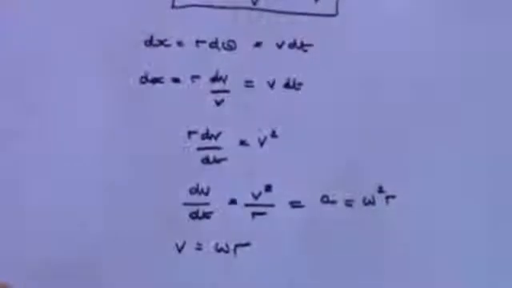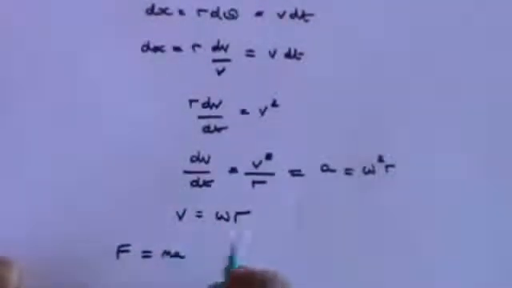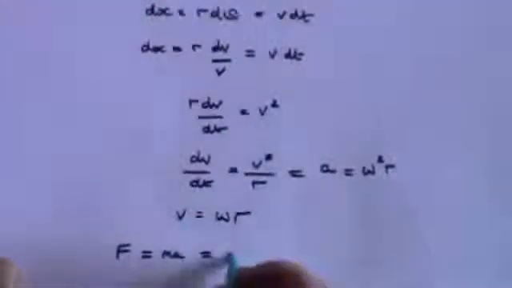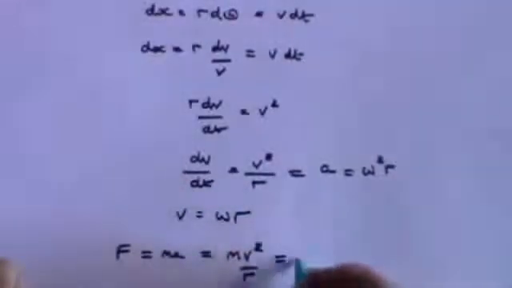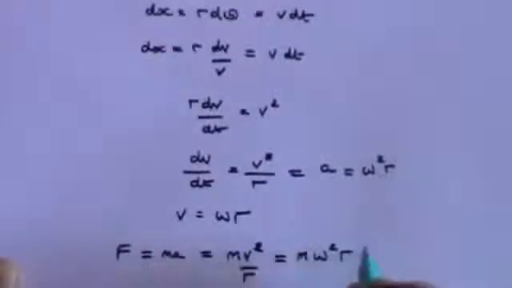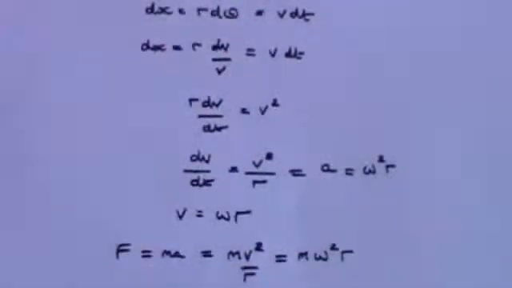And then since we know that force is mass times acceleration, that's Newton's second law, the centripetal force can either be written as m times a, where a is v squared over r, or it can be written in this form as m times omega squared times r. Choice is yours. That's the centripetal force.